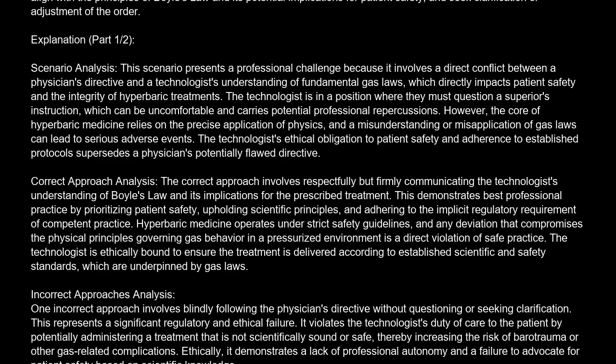Incorrect approach analysis. One incorrect approach involves blindly following the physician's directive without questioning or seeking clarification. This represents a significant regulatory and ethical failure. It violates the technologist's duty of care to the patient by potentially administering a treatment that is not scientifically sound or safe, thereby increasing the risk of barotrauma or other gas-related complications. Ethically, it demonstrates a lack of professional autonomy and a failure to advocate for patient safety based on scientific knowledge.